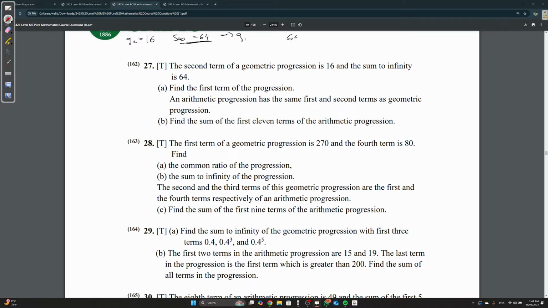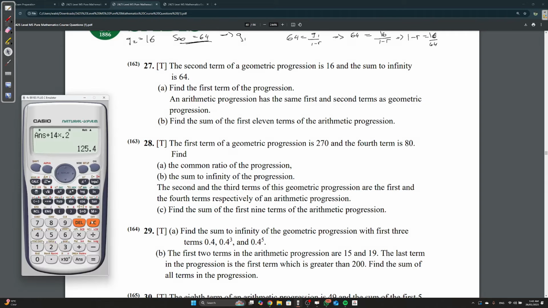Okay, what is the sum to infinity? Sum to infinity is equal to G1 over 1 minus R. Can't I find R here? Of course I can, because I know what G1 is. 64 is equal to G1 16 over 1 minus R. So 1 minus R would be equal to, like I always tell you, you can swap the denominator with this answer. You can swap these always to solve. So 16 over 64. So R is going to be equal to 1 minus 16 over 64, which is 0.75. So that's what R is equal to.